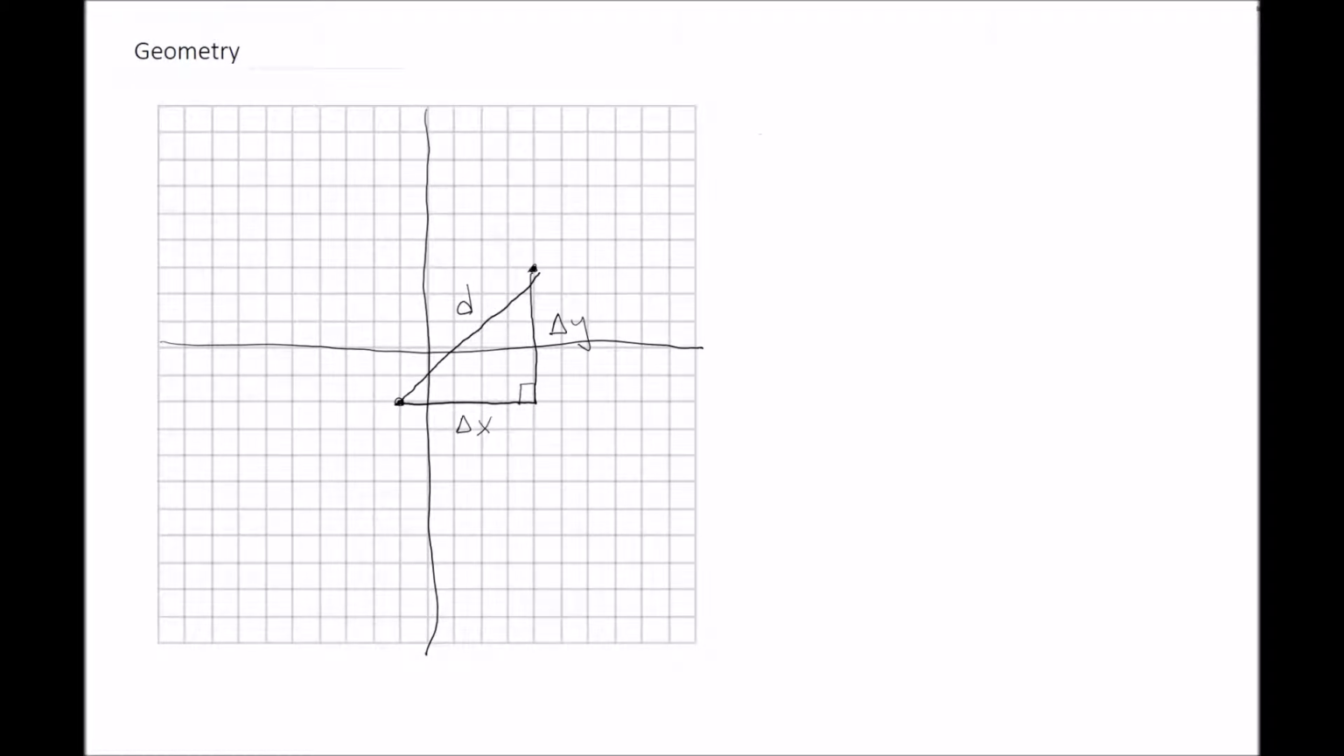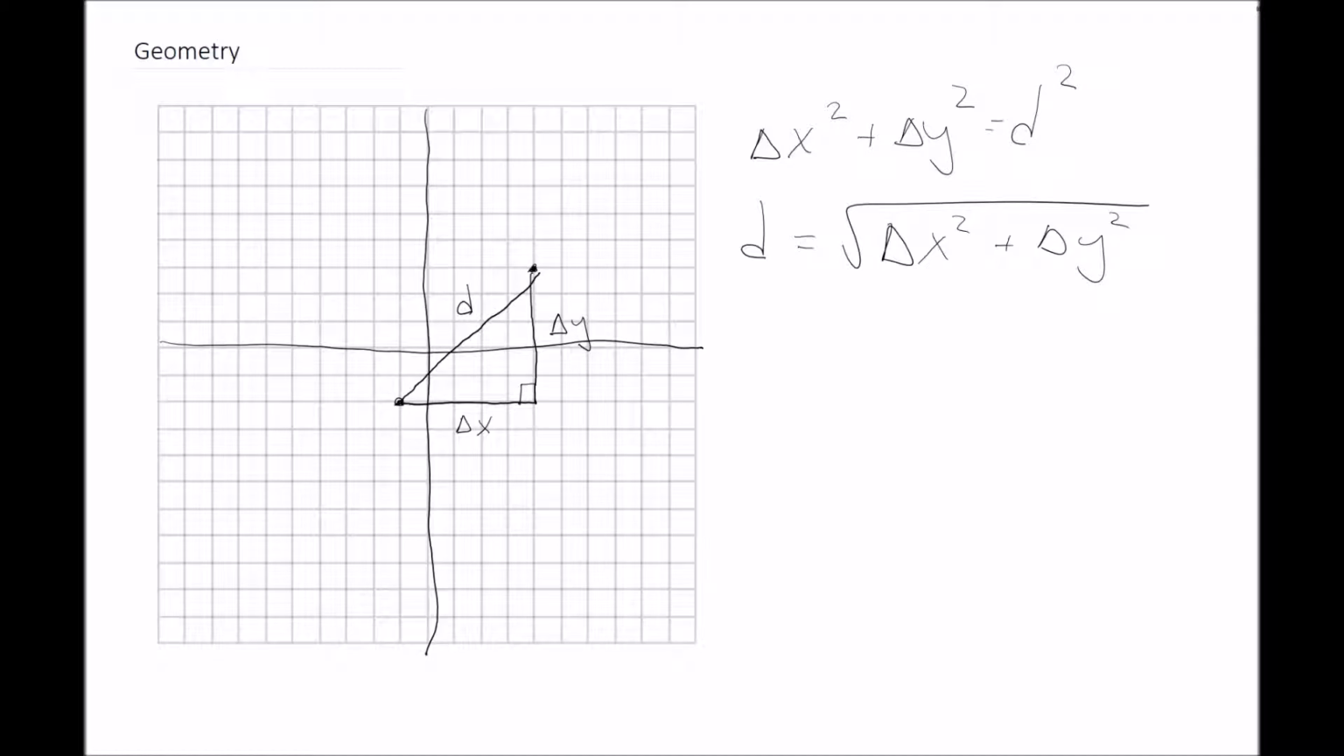So the distance formula, if I rewrite these quantities as they would be for the Pythagorean theorem, can simply be derived by taking the square root of the change in x squared plus the change in y squared.